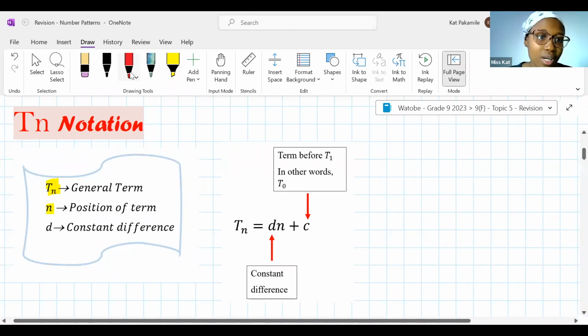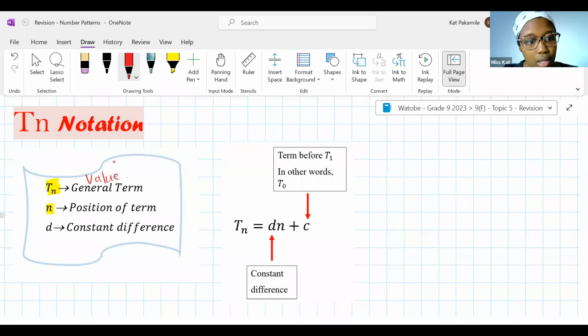So maybe I should also write it to chat. So if N is the position, TN would be the value. So if term 1 is 10, then N will be 1 and TN will be 10.